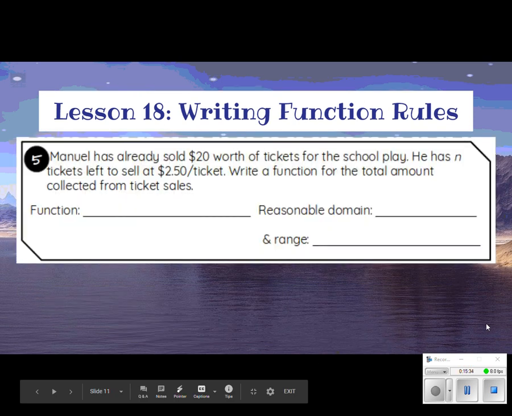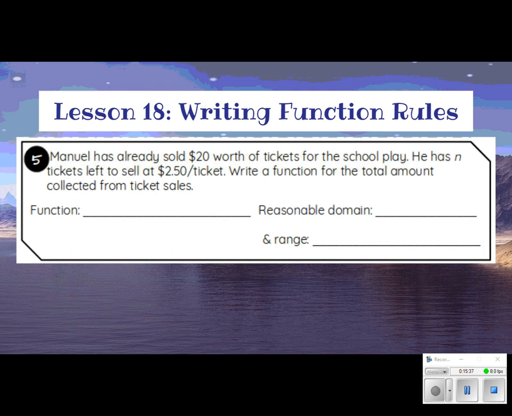All right, so Manuel has already sold $20 worth of tickets for the school play. He has N tickets left to sell at $2.50 per ticket. Write a function for the total amount collected from ticket sales. So he has N tickets. So that is the only variable that they gave us. So we're going to write this as f of n. And just remember, f stands for function. N is the variable that I'm going to use to write my function rule.